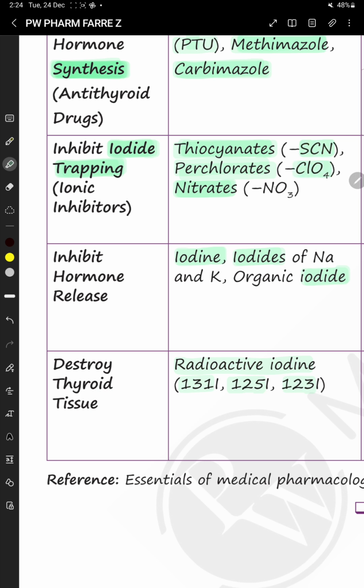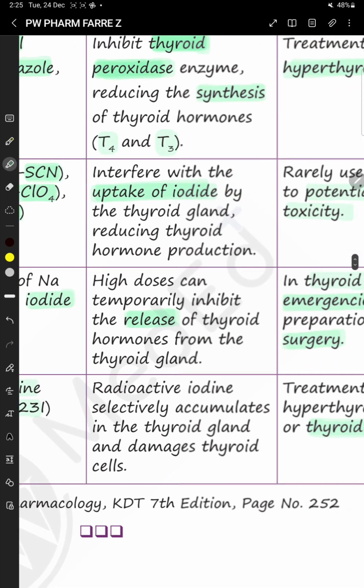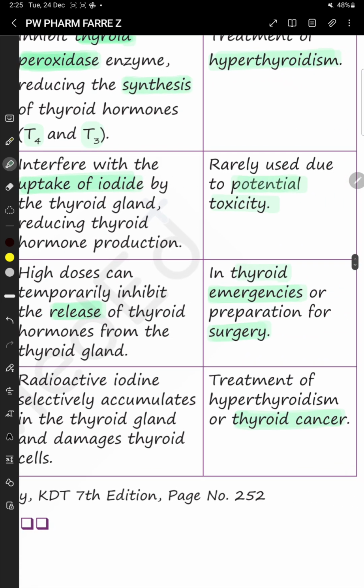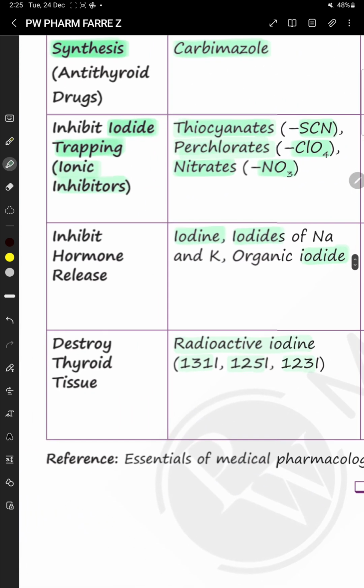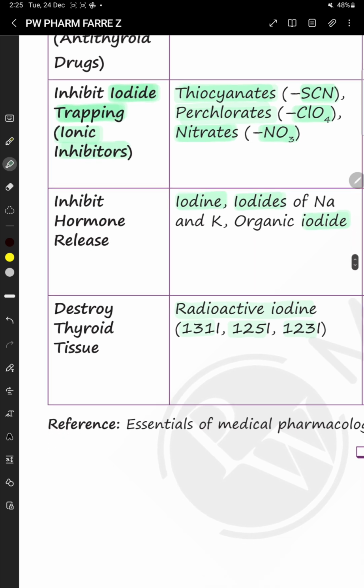Thiocyanate, perchlorates, and nitrates inhibit iodide trapping. They are known as ionic inhibitors. So these ionic inhibitors are rarely used because of potential toxicity.